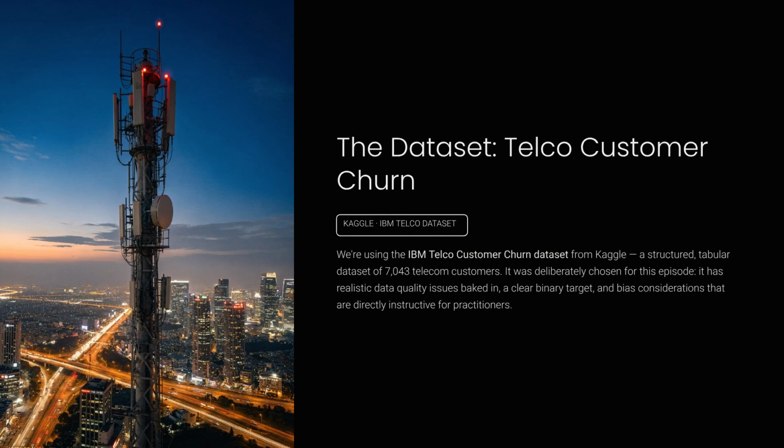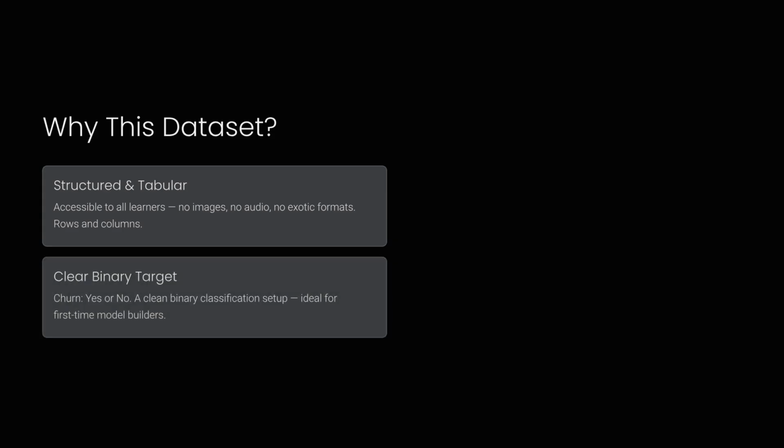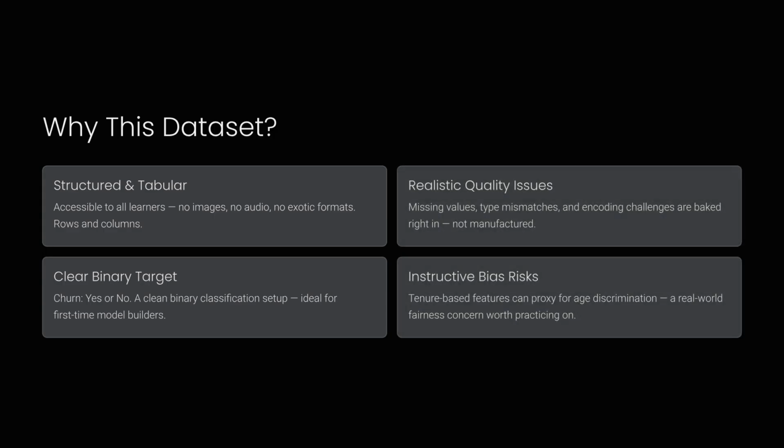We are using the IBM Telco Customer Churn dataset from Kaggle. This is a structured, tabular dataset with 7,043 customers, deliberately chosen for its realistic data quality issues and bias considerations. This dataset is ideal for beginners because it's structured, has a clear binary target of churn, and includes realistic quality issues like missing values. Crucially, it presents instructive bias risks related to tenure that can proxy for age discrimination.